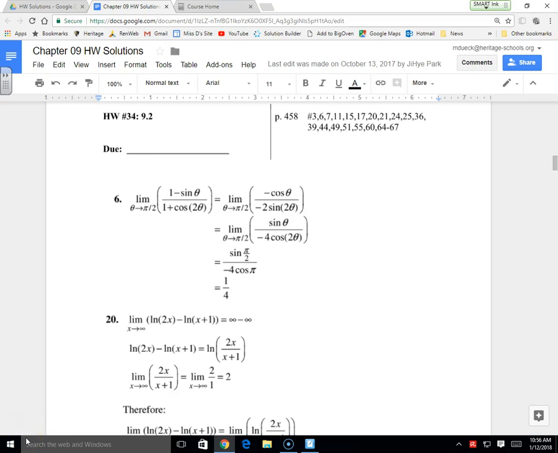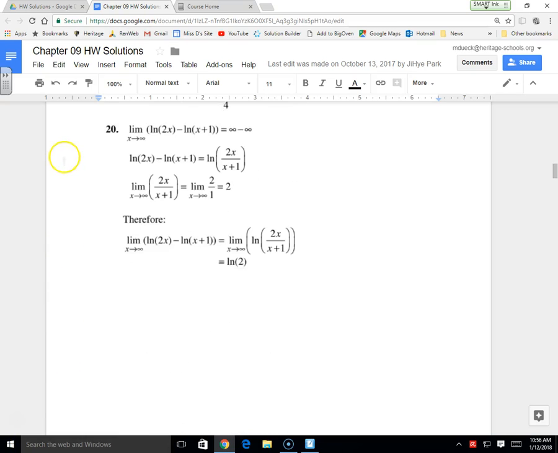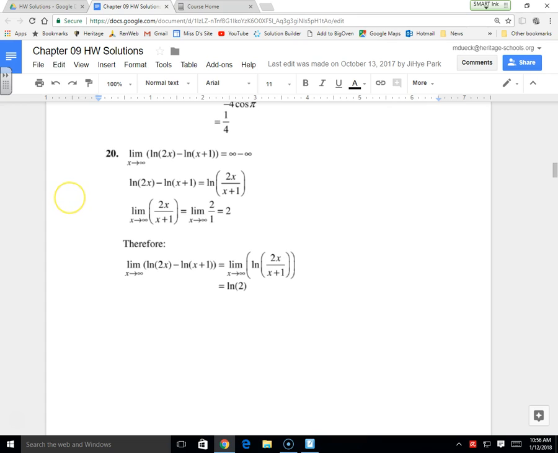Number 6, 1/4. Number 20. Did you guys use the ln property? Final answer 2. Yeah. Wait, it's not ln 2? No, it is ln 2. Oh, we didn't keep going. Sorry, I wasn't paying attention.